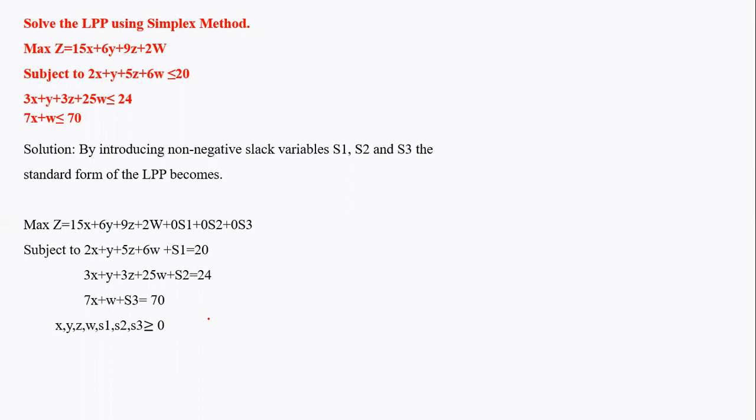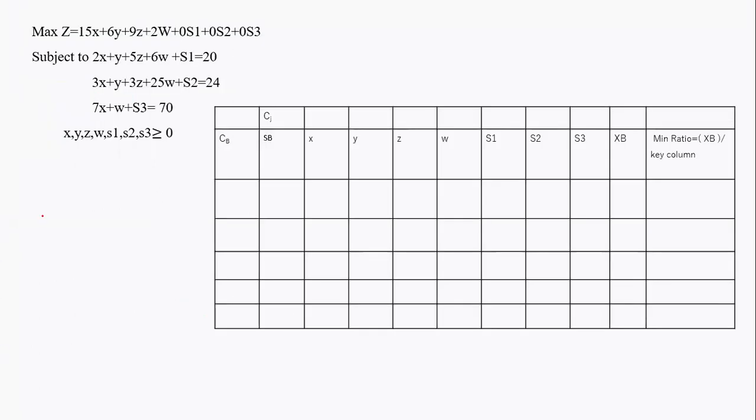Once these are made, we are supposed to make the initial simplex table. So let us construct the initial simplex table. Let us first write what is our Cj. Cj values come from this objective function. Here the coefficient of x is 15, coefficient of y is 6, coefficient of z is 9, and coefficient of w is 2. And then the S1, S2, S3 coefficients are 0, 0, 0.